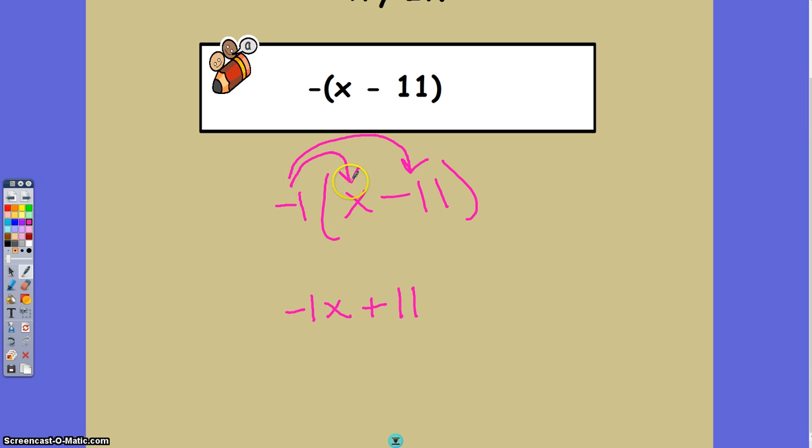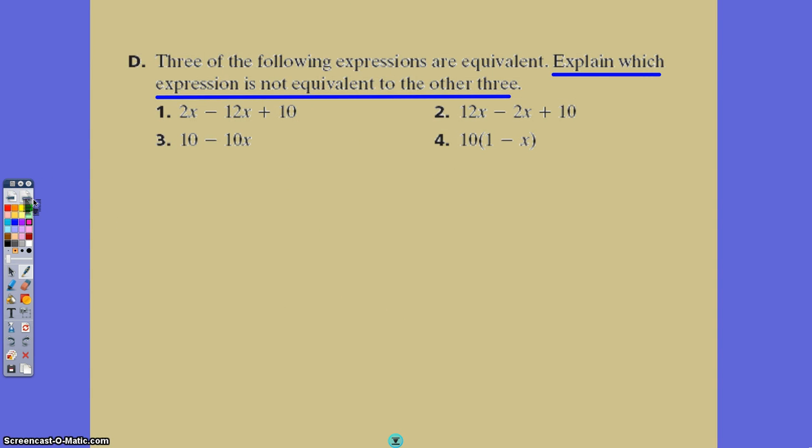As you are starting with the distributive property, I would highly recommend using these loops just so you remember to distribute it twice. Once you get good at this, you probably won't need those loops. Okay, 3 of the following expressions are equivalent or equal. Explain which expression is not equivalent to the other 3.